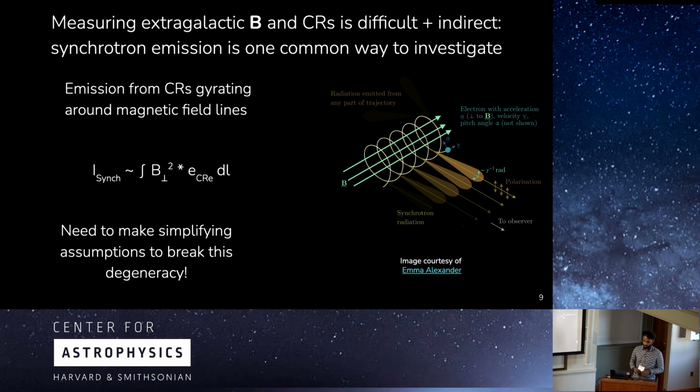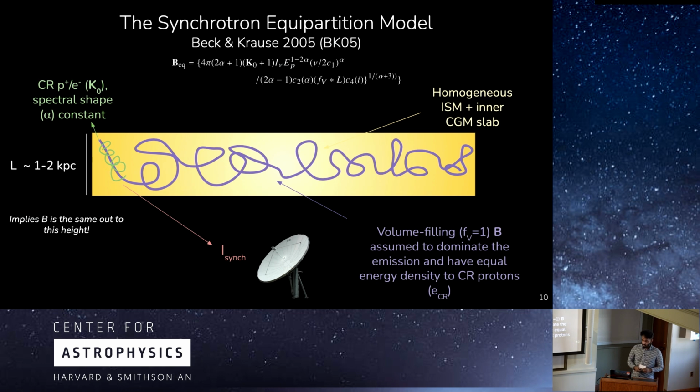One of these common indirect tracers is synchrotron emission. Quick refresher of radiative processes. Synchrotron emission is something like the dirty convolution of the magnetic and cosmic ray electron energy densities integrated along your line of sight. So you have to make a bunch of assumptions to infer anything about one or the other. And so one of the most common sets of assumptions is the so-called synchrotron equipartition model. And imagine you're looking at a galaxy edge-on.